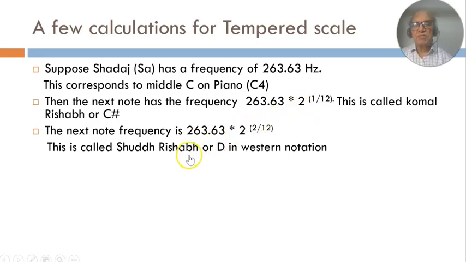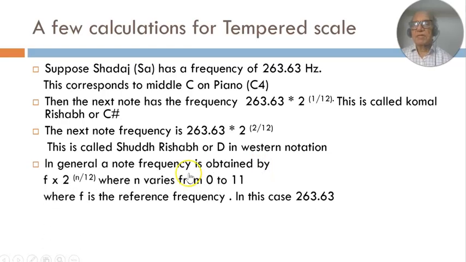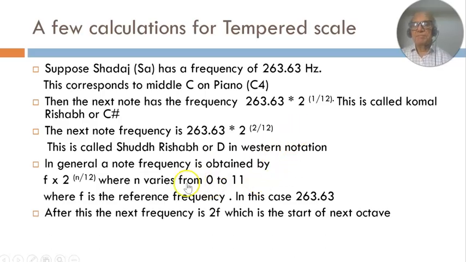And in fact, as you go on generating various notes, the ratio of the consecutive notes' frequencies is always 2 raised to 1 by 12. So as I said, this one is called Shuddha Rishabh or D in Western notation. In general, a note frequency is obtained by f into 2 raised to n by 12, where n varies from 0 to 11, where f is the reference frequency, which in this case is 263.63. We'll see why this number is changing from 0 to 11 as we look at the next table.